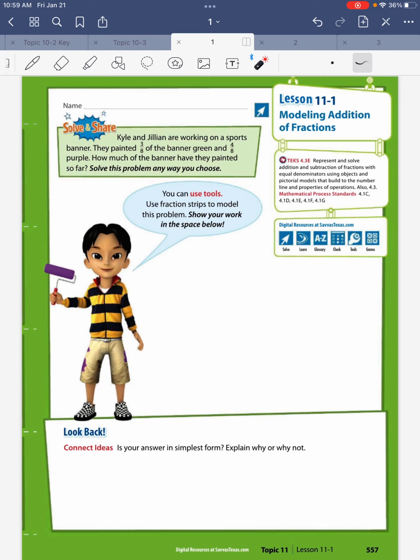Hi boys and girls. So today we're doing topic 11-1, modeling fractions, modeling addition of fractions, okay? So we learned about equivalent fractions, we learned about decomposing fractions, and we learned about comparing fractions. Today we're gonna add them.